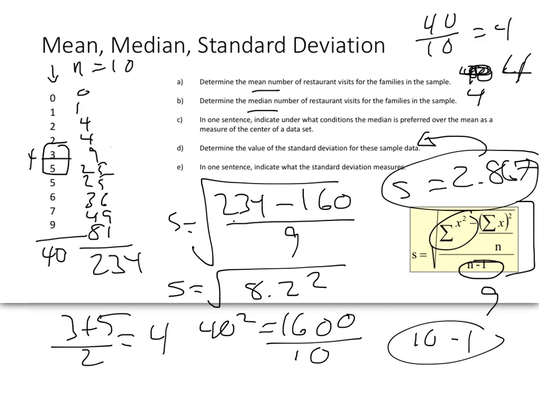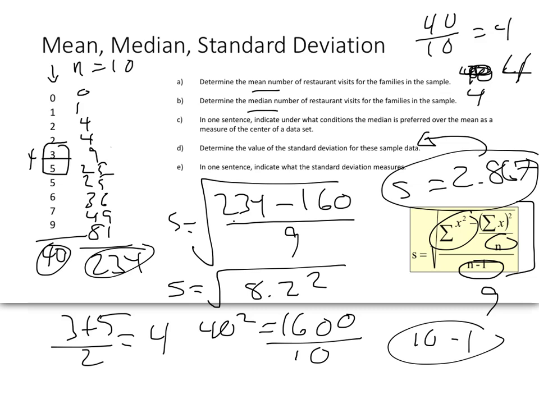Okay, so again, we took each of our values, each of our data points, and squared it, summed that up. That was 234. We then took the sum of all these, which was 40, as we did earlier, squared that, and divided by n. And that's just n, not n minus 1 there. So 1600 over 10 is 160. Then divide by n minus 1 because we've got a sample. That comes down to the square root of 8.22.